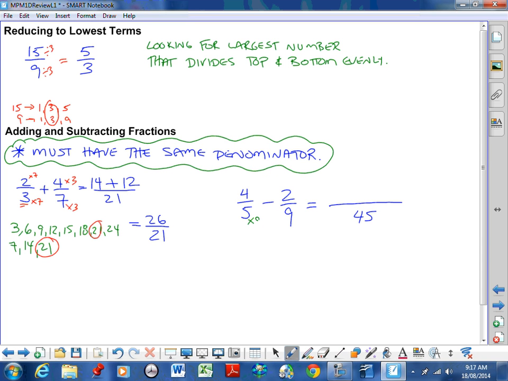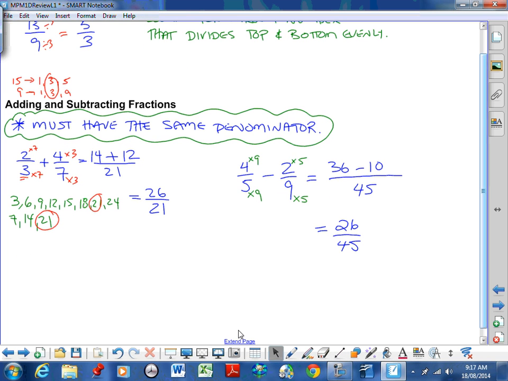I had to multiply that by 9, so that has to be multiplied by 9. This was multiplied by 5 to get the 45. Whatever you do to the bottom, you have to do to the top. You end up with 36, take away 10. So 26 over 45 is our answer.